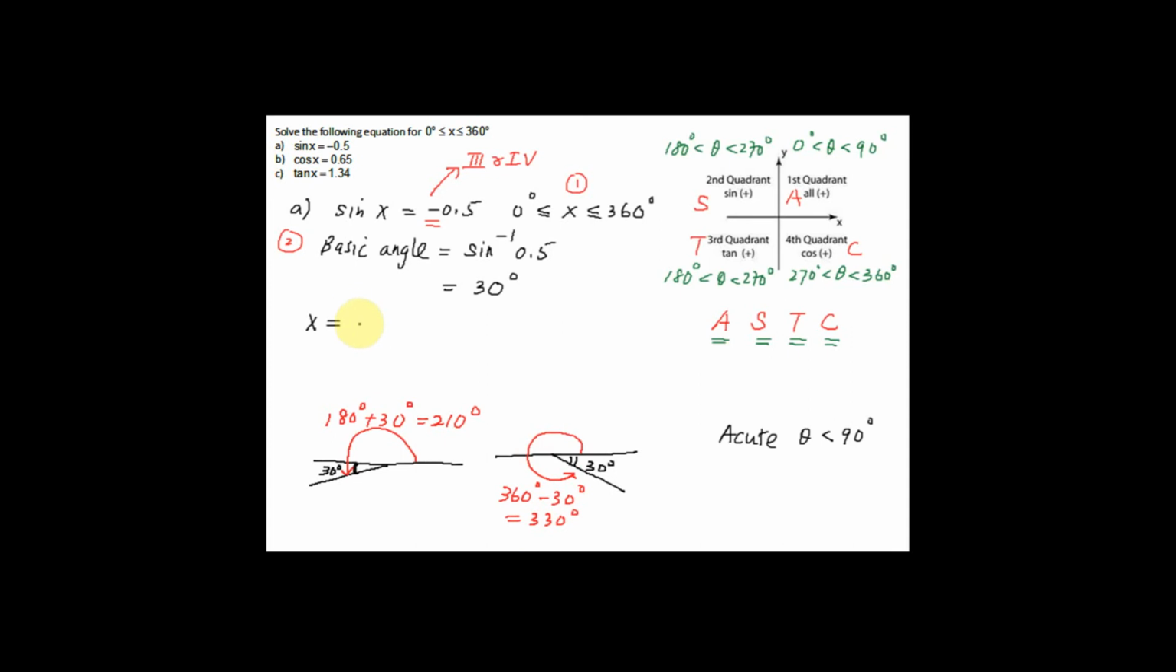So x in the third quadrant is 180 plus 30 degrees. The fourth quadrant is 360 minus the basic angle 30. So the answer for x is 210 and 330 degrees.